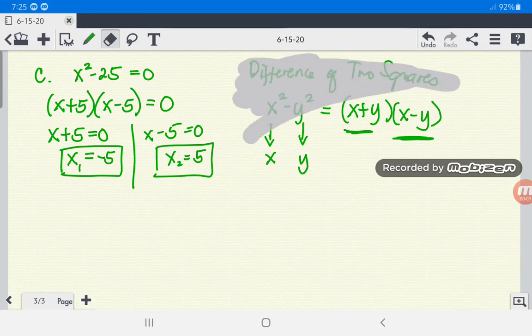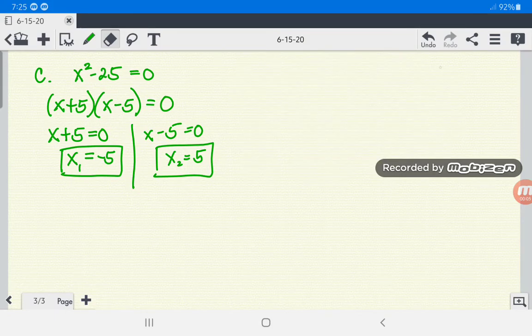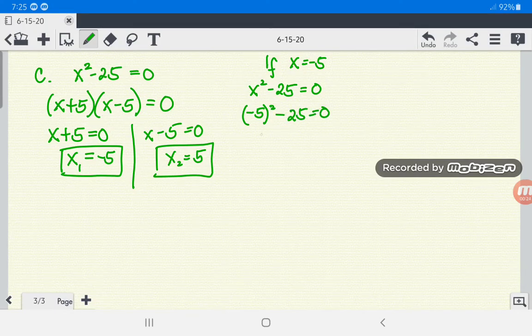Then, let us check if x is equal to negative 5. Using the original equation, we have x squared minus 25 equals 0. So, x is negative 5. You substitute. We have x squared minus 25 equals 0. Negative 5 squared, that is positive 25. Then minus 25, that is 0. So, 25 minus 25, that is 0 equals 0.